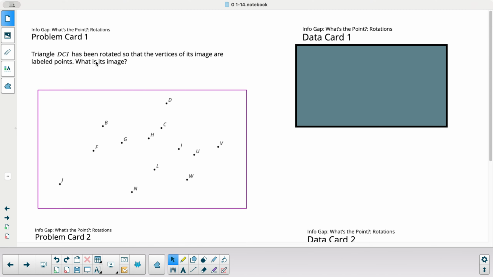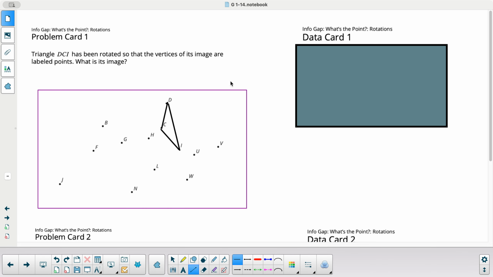All right, so this is one of those info gaps. So they give us this picture and they tell us some info, but they don't tell us the data. So we're gonna have to ask questions to find out the data. So it says triangle DCI. So I'm gonna draw DCI here. Triangle DCI has been rotated so that the vertices of its image are labeled points.